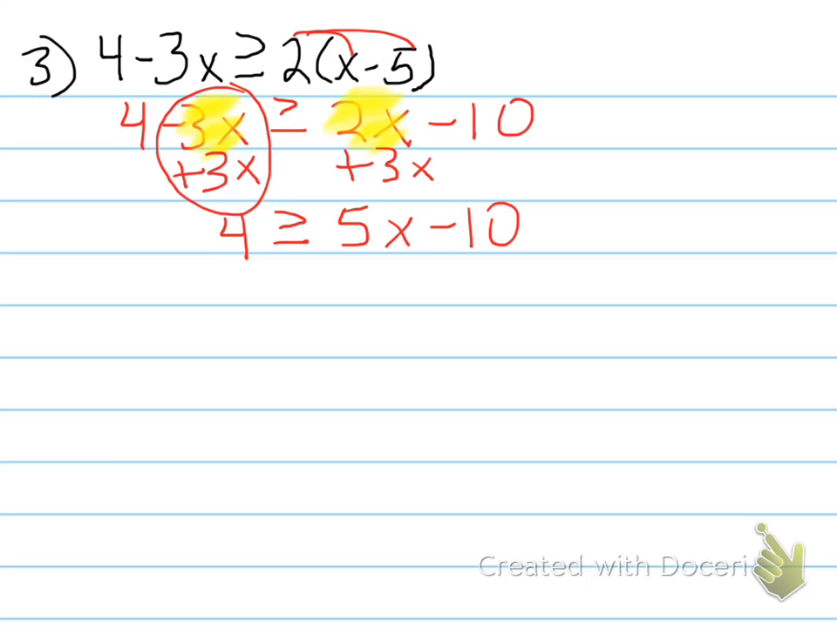Now I need all my constants on the same side. The constants are the negative 10 and the 4. I want them on the opposite side as my variable. So I want to move this negative 10 to the left side. So I'm going to add 10 to both sides.